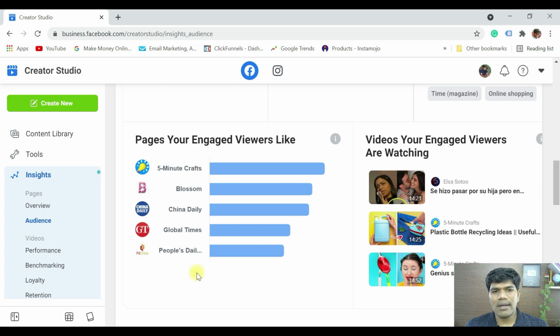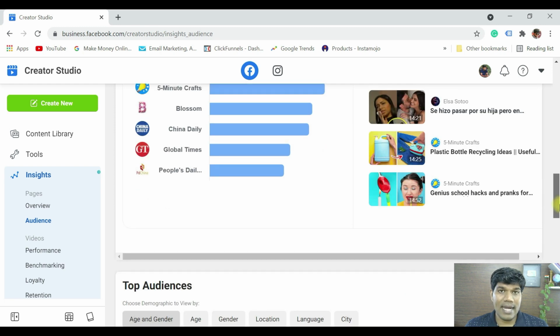Do understand one thing: these metrics may be available only when your page is getting a good number of views. If your page is not getting a good number of views, then these metrics may not be available. And again, videos your engaged viewers are watching, what are the kinds of videos they are watching right now, or the kind of videos they are interacting with, correct? So these are the kinds of videos it is showing.